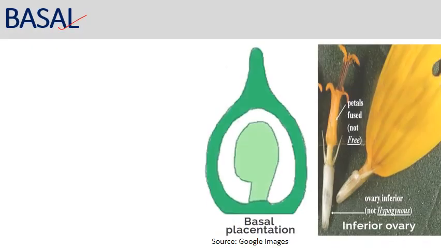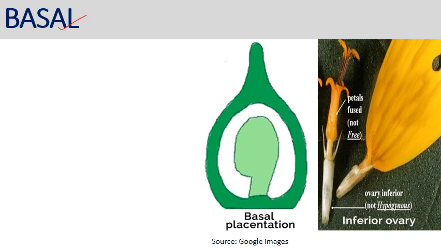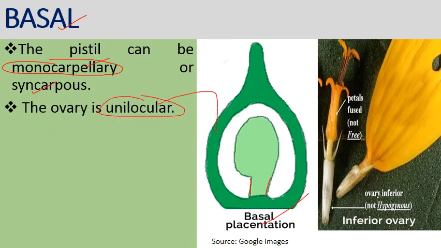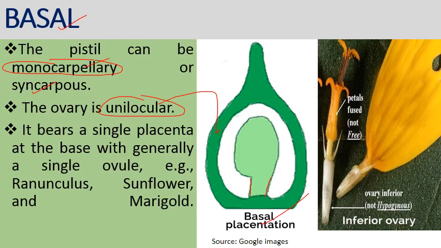Next comes basal placentation. It is the characteristic feature of family Asteraceae. Here a single ovule arises from the base of the ovary, and this type of placentation is known as basal placentation. The pistil can be monocarpellary, meaning a single carpel is present, or may be syncarpous, more than two carpels but they are fused. The ovary is unilocular, a single chambered ovary. It bears a single placenta at the base, generally with a single ovule. Only one placenta is present and one ovule is attached on it. For example, in case of ranunculus, sunflower, and marigold. So these are some examples which bear basal placentation.